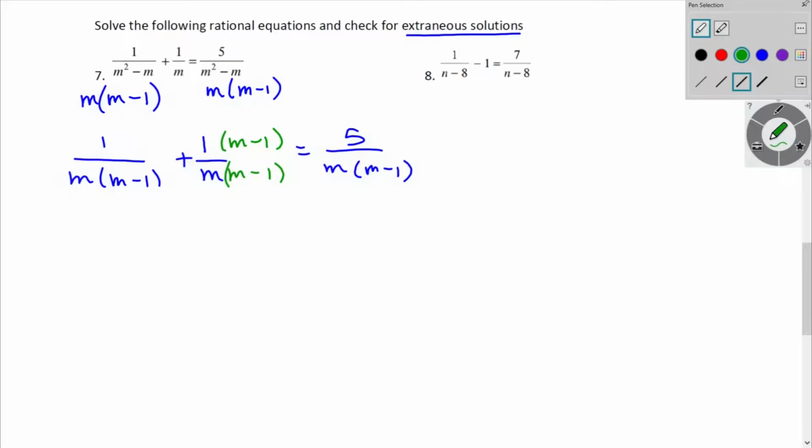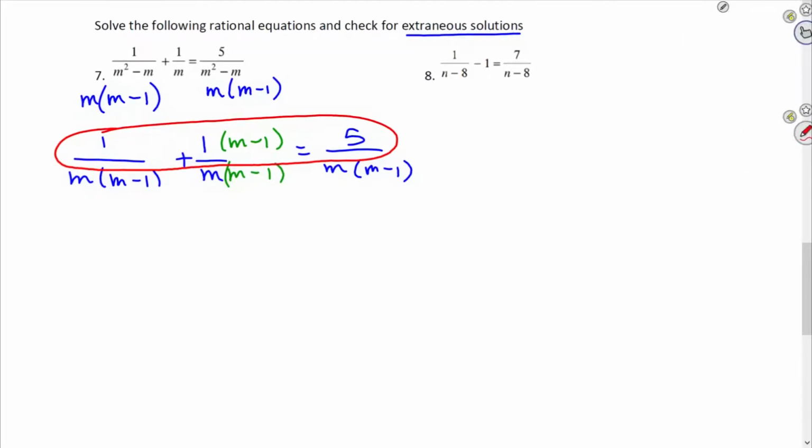The best way I think to move forward is that I want to now focus on the numerators. I have a common denominator. As long as my numerator is equal, then my denominator will also work out, because they're all the same. I will now have the same size of piece, so I can focus on how many pieces to deal with in fraction terms. I get 1 plus, let's distribute this at the same time, m minus 1 equals 5.